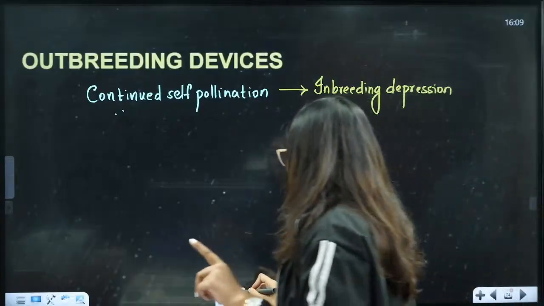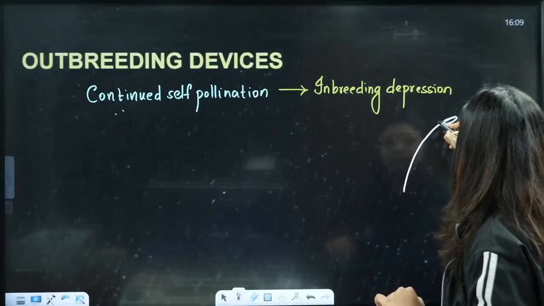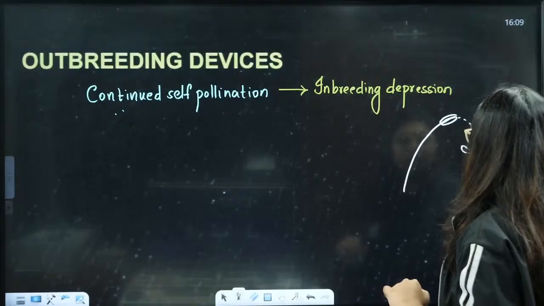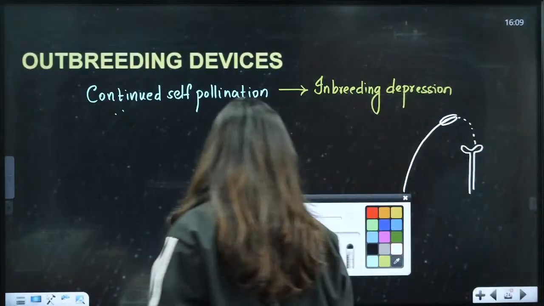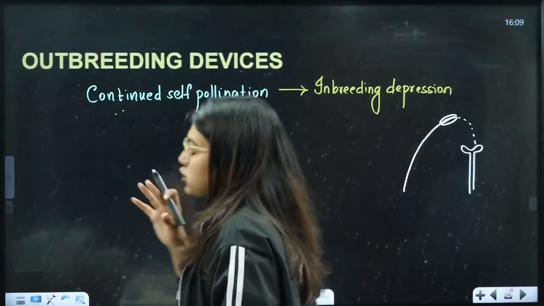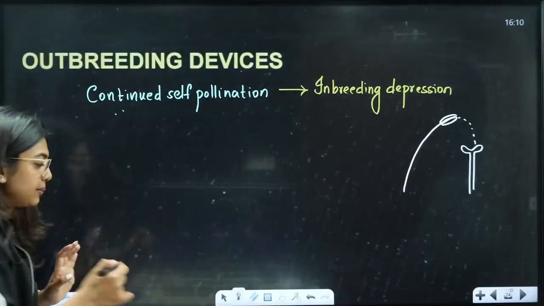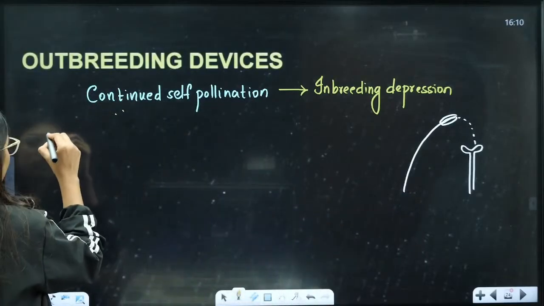First of all, how does self-pollination happen? Now there is an anther, okay, and a stigma is there. Pollens will fall like this. So on the same plant, continuous self-pollination will happen. So to avoid inbreeding depression, plants have made some outbreeding devices. In your NCERT, 4 devices are given. So we will also study the 4 of them.